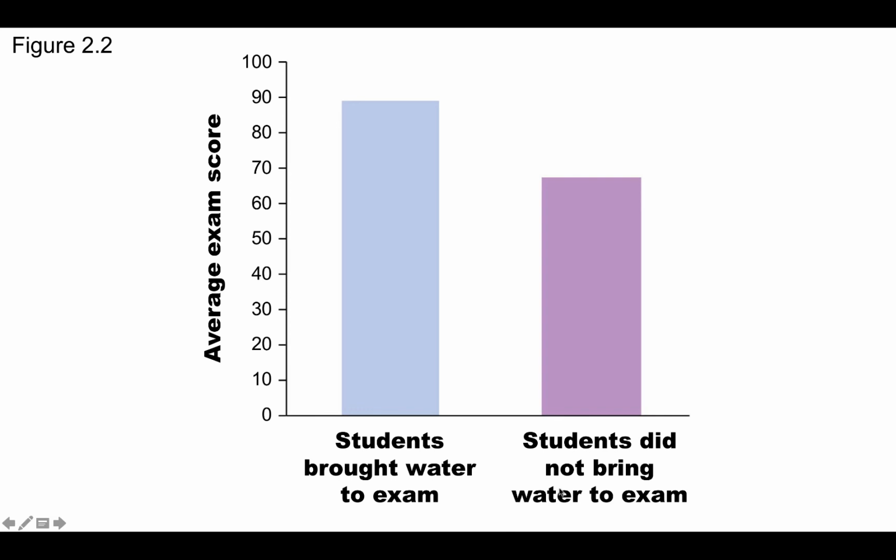So here we're looking at the group that did bring water to the exam. They did score higher than the group that did not bring water to the exam. Their average was somewhat close to 90, whereas the students who did not bring water to the exam scored a little bit below 70. So somewhere around a 20-point difference. This is really for the purpose of looking at the properties of water, so we'll delve back into this study a little bit later.